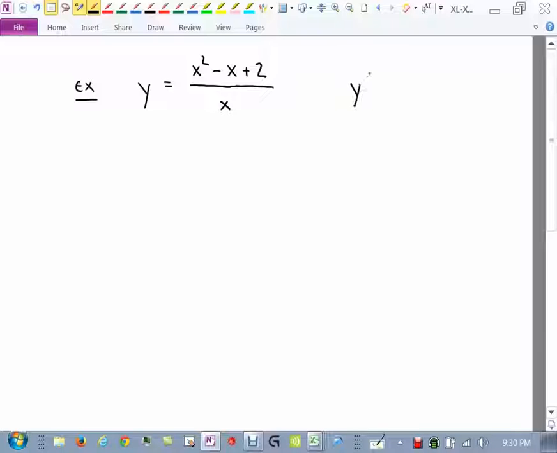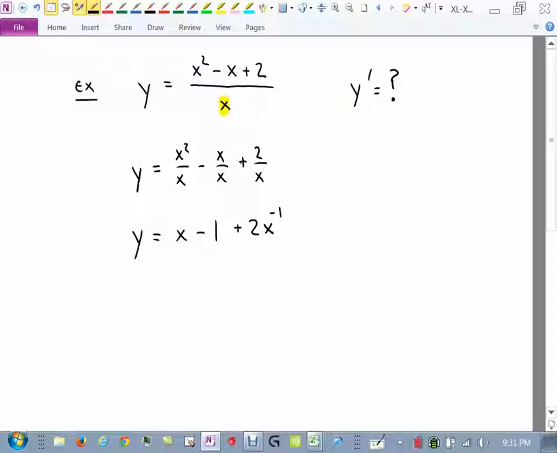Well, you might be sitting here going, wait a minute, we haven't done this before. We have a fraction here. Well, we do, but because we have a single term in the denominator, we can split this up into 3 fractions. We can go x squared over x minus x over x plus 2 over x. And then simplifying, we get x minus 1 plus 2 times x to the negative 1. So I simplified these two, and then that last one, I brought the x up top and made it a negative 1 as an exponent.